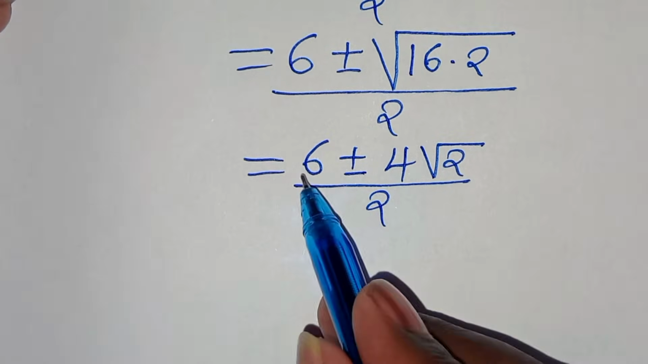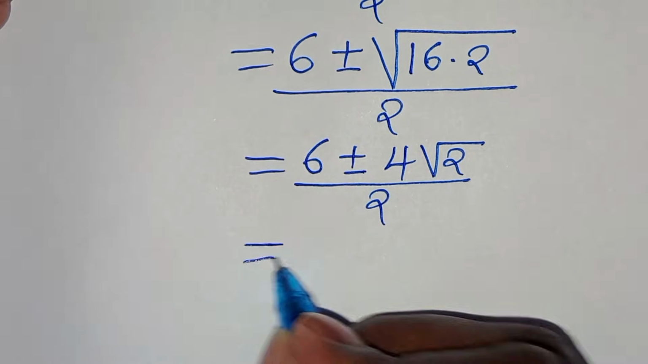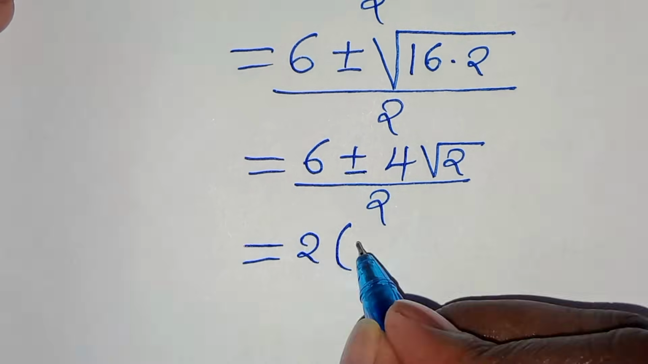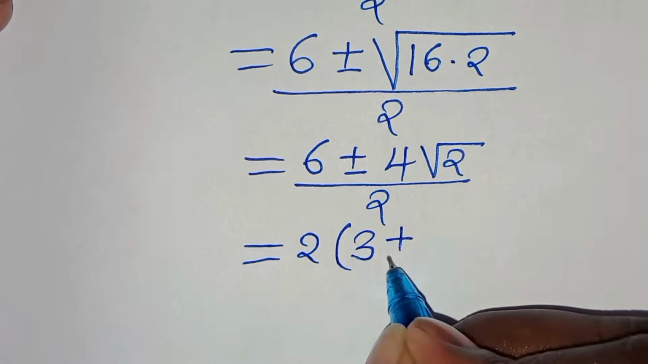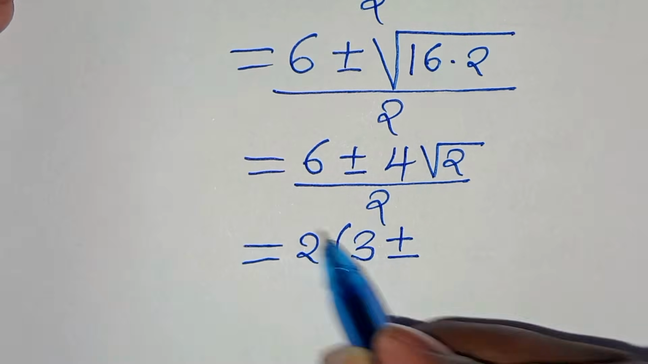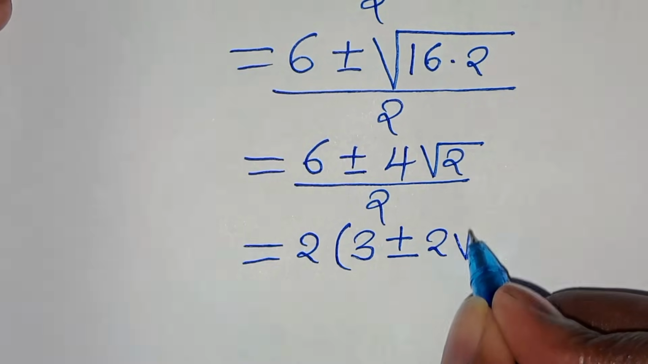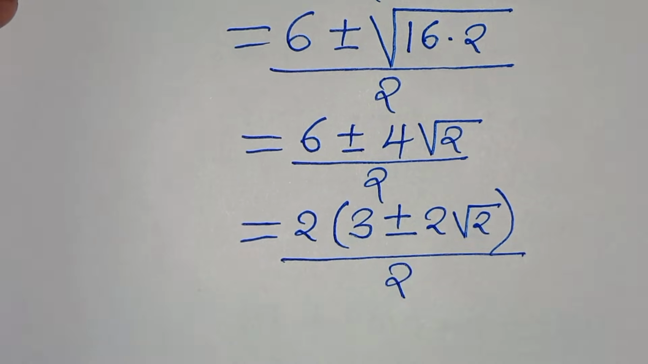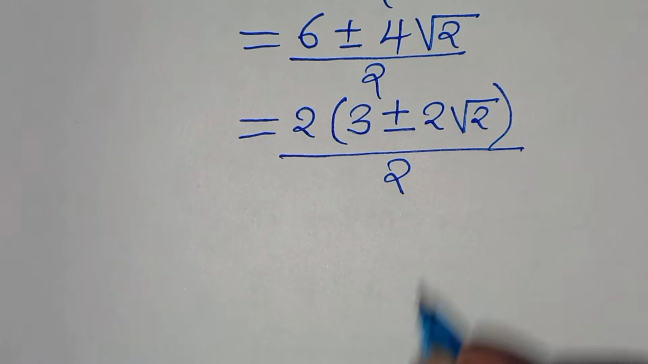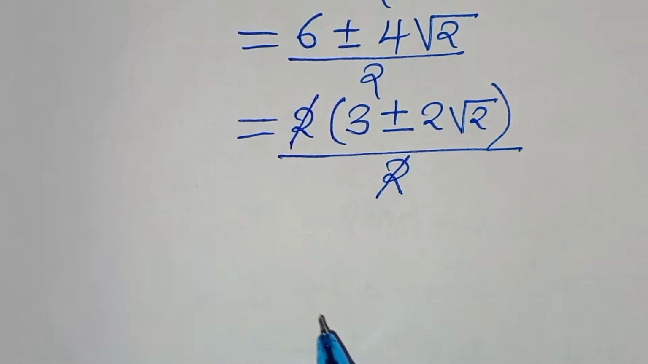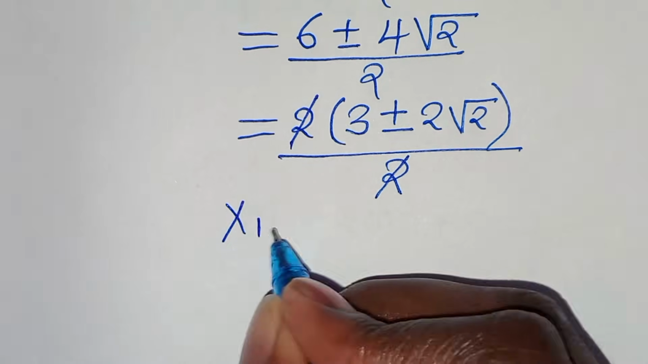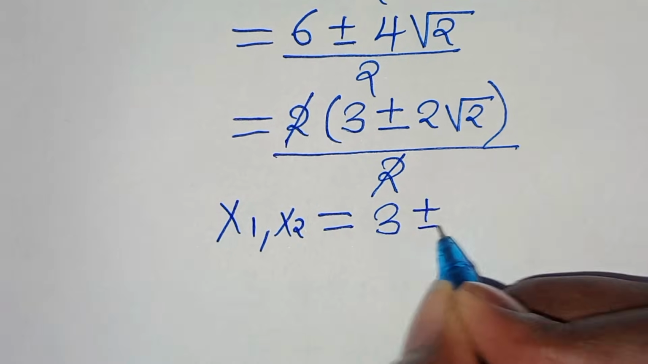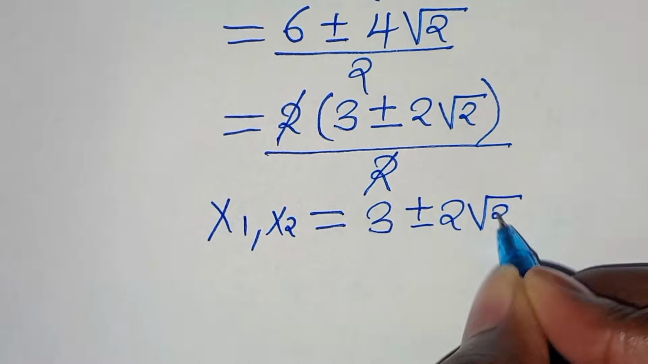Now, in the numerator here, 2 is common, so we can factor out 2 into the parentheses. 6 divided by 2, this is 3, plus or minus 4 square root of 2 divided by 2, this is 2 square root of 2, everything here divided by 2. Now, let's simplify 2 and 2 here. Therefore, we have x1, x2 equal to 3 plus or minus 2 square root of 2.